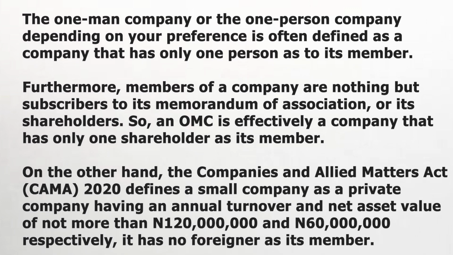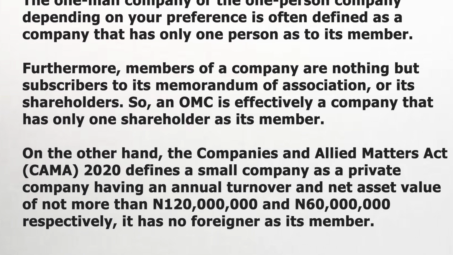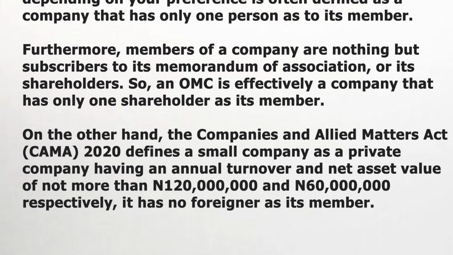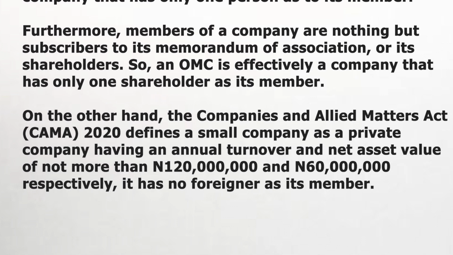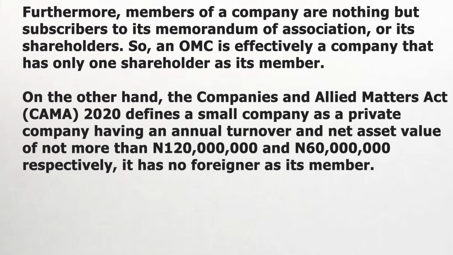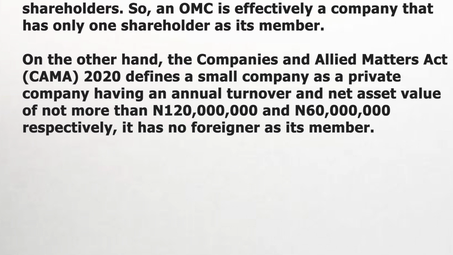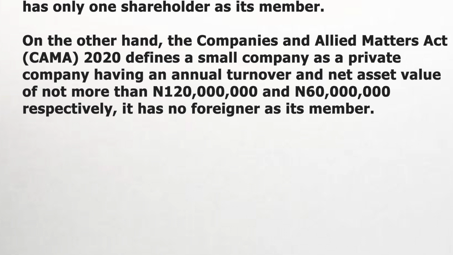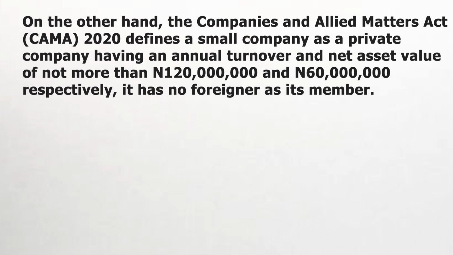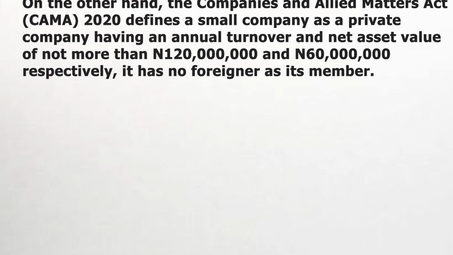On the other hand, the Companies and Allied Matters Act, CAMA 2020, defines a small company as a private company having an annual turnover and net asset value of not more than 120 million naira and 60 million naira respectively. It has no foreigner as its member. CAC Weekly caught up with the Director of Compliance, who tells us more on these two concepts. Enjoy watching.